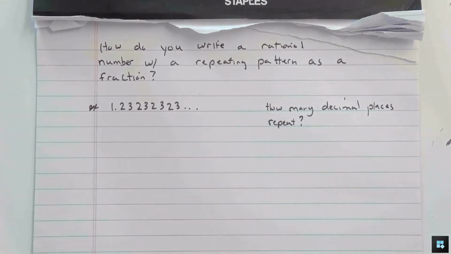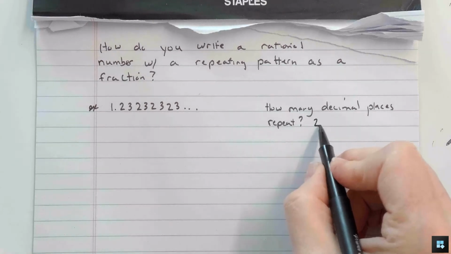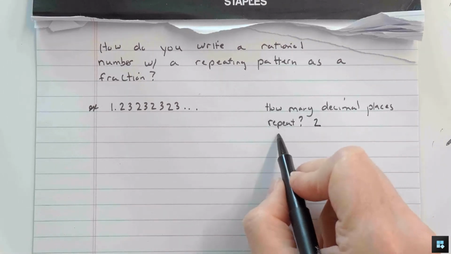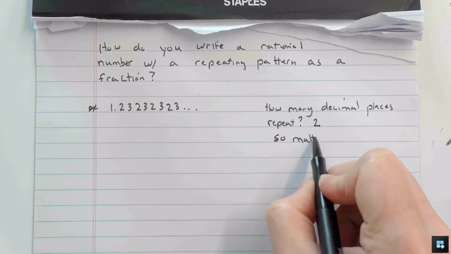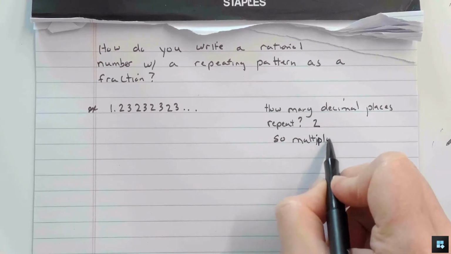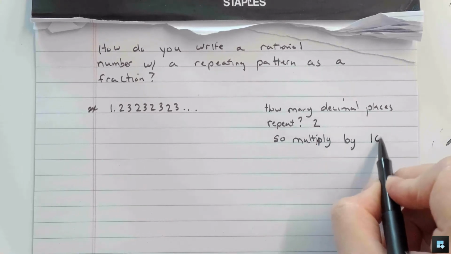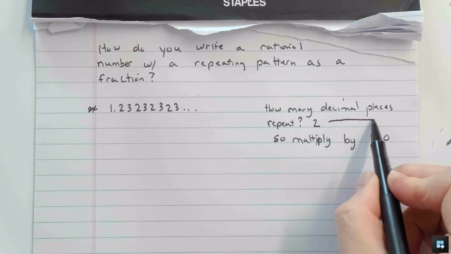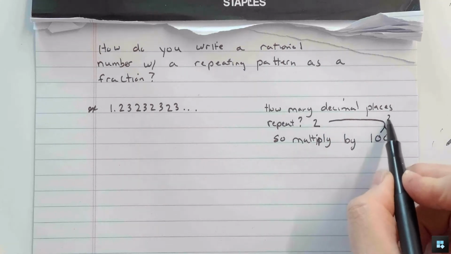Here we examine this 1.232323... and ask, how many decimal places repeat? Yes, 2. So 2, 3. So multiply by 100. Okay? From 2, we need 2 zeros.